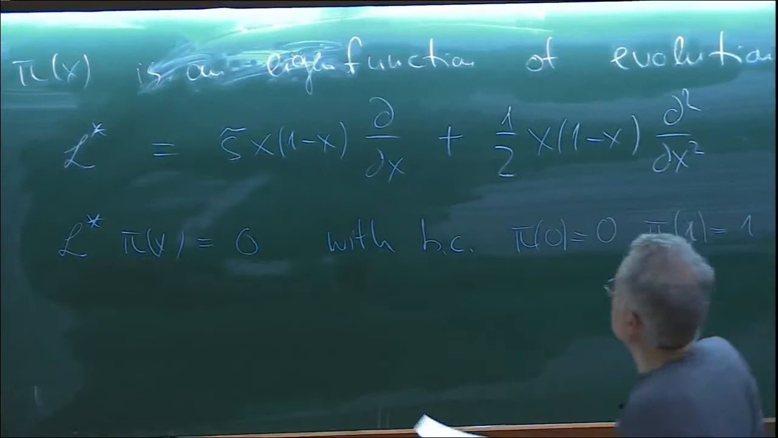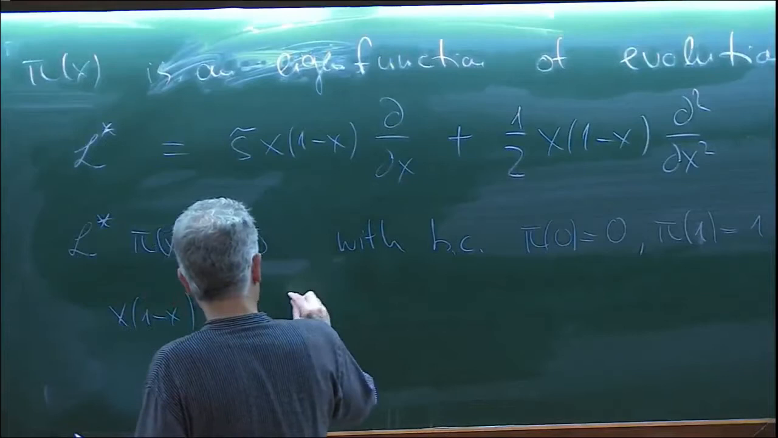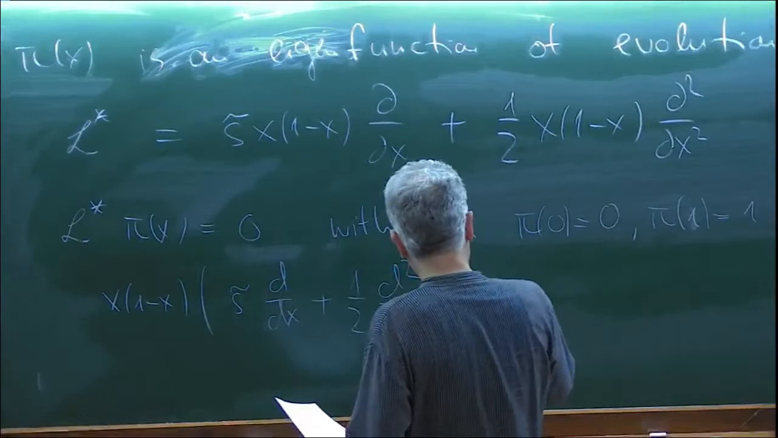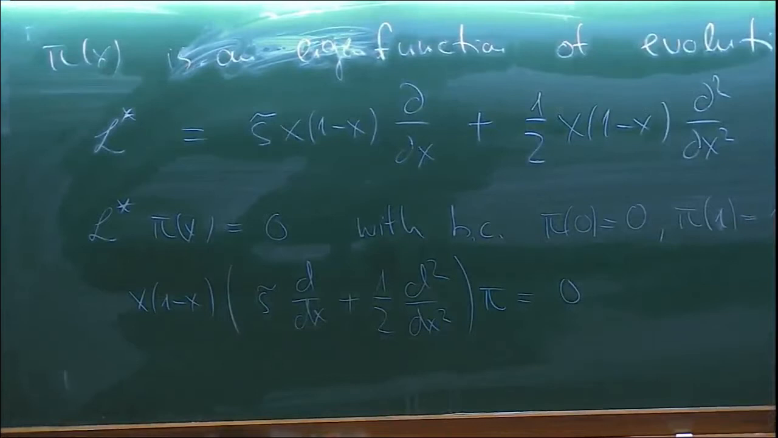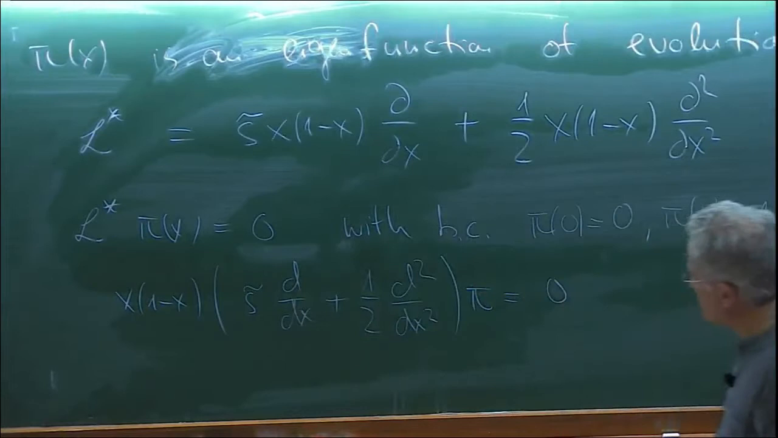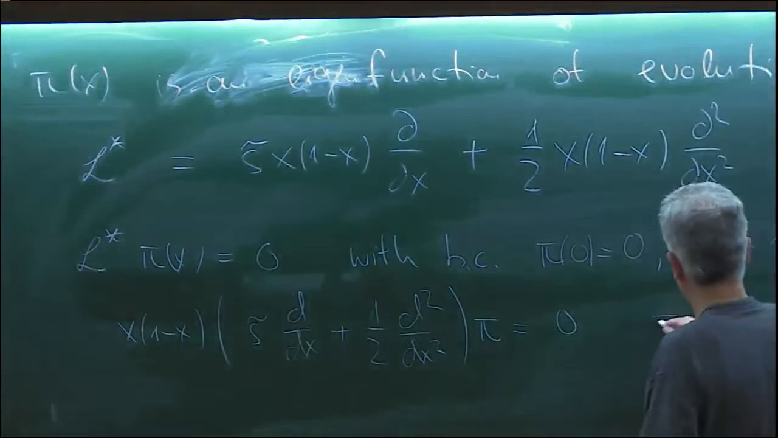And so then this becomes rather simple. We can pull out this x times 1 minus x term, so the equation that we have to solve is the following: s tilde d by dx plus 1 half d2 by dx squared applied to pi is equal to 0. This x times 1 minus x factor, of course, doesn't matter. So you have a simple linear differential equation, and this term you simply get from the normalization. I mean, from the boundary conditions you get this, right? So this is basically what you will obtain. So this gives you the Kimura formula.